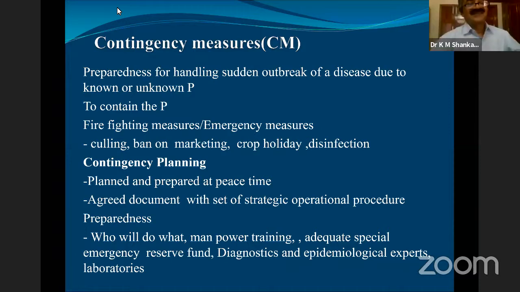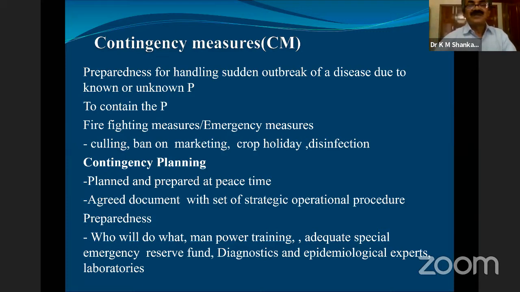Contingency measures. This is, in simple terms, preparedness for handling sudden outbreak of a disease due to a known or unknown pathogen. A known pathogen is easy to handle. I'm talking about emergencies. Look at COVID. To understand the virus, we needed another 2 years easily. It's a new virus. Highly infectious, not with high fatality, but it can infect and it can be a headache to a country.